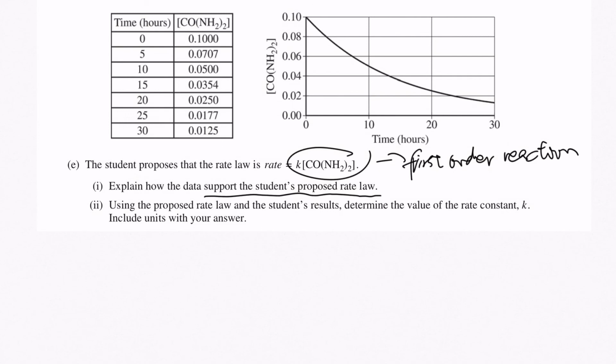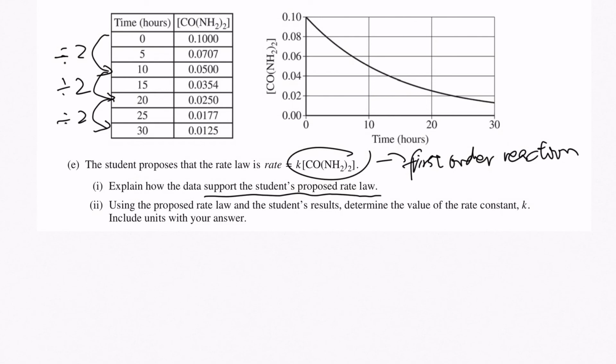And the special thing about the first order reaction is it has a constant half-life. So in this case, we can tell from 0 to 10, it decreased by half, from 0.1 to 0.05. From 10 to 20, it goes from 0.05 to 0.025. And from 20 to 30, it's from 0.025 to 0.0125. So the relationship between them fits the condition of the first order reaction. That's all you need to say about the first part.